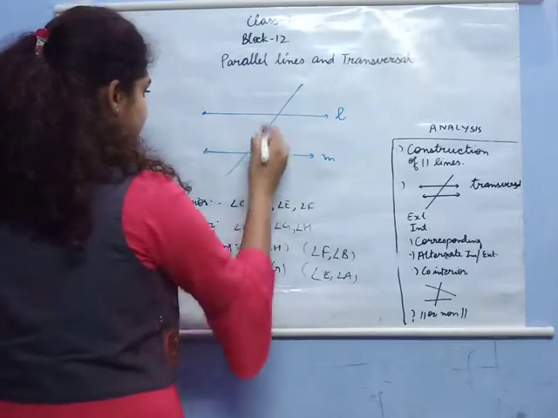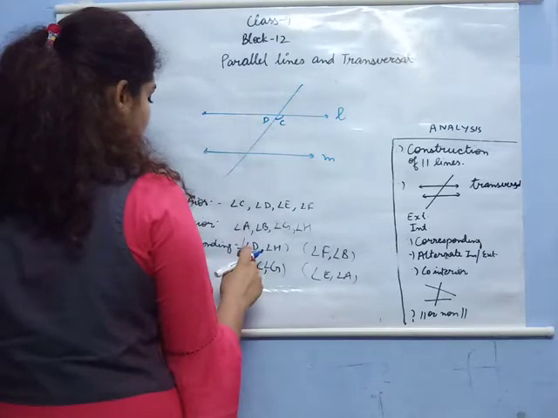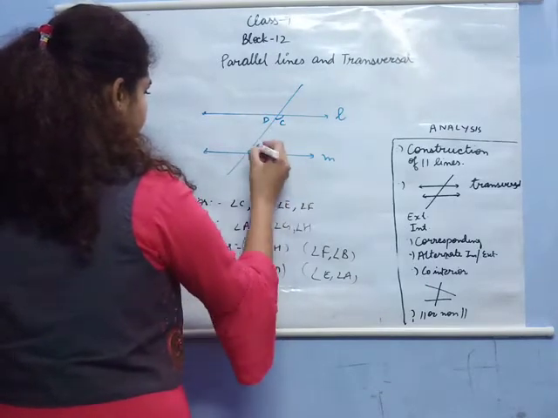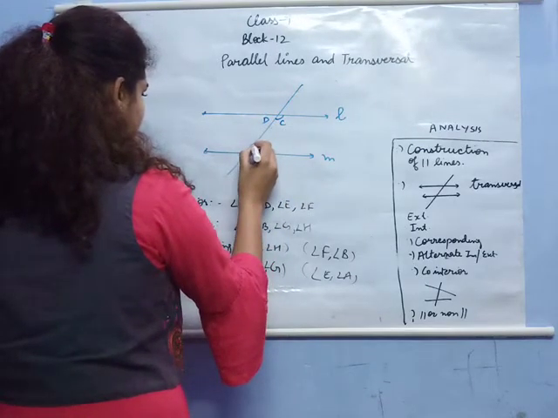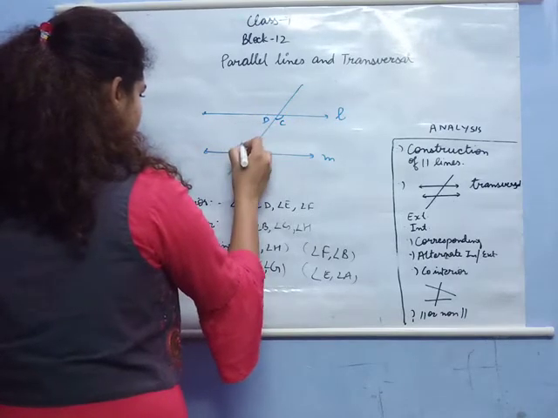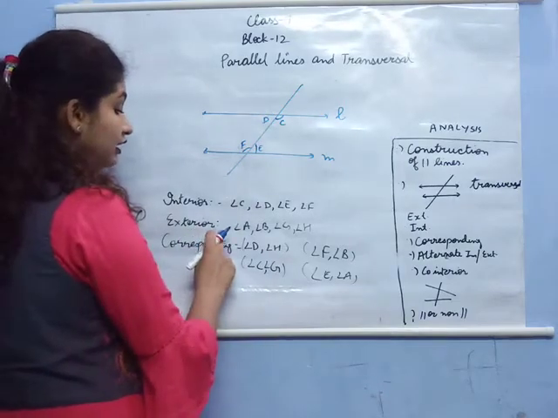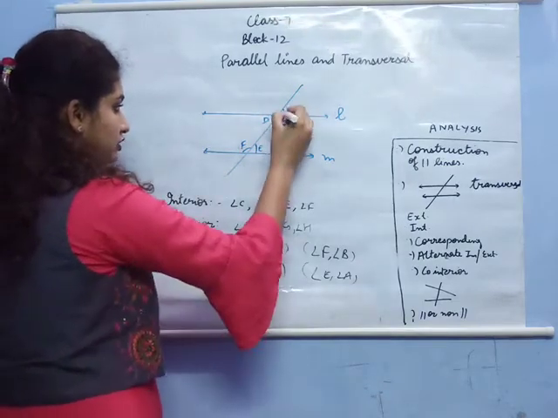Interior angles are C and D, E and F. Right? Exterior angles are A, B, G, H.